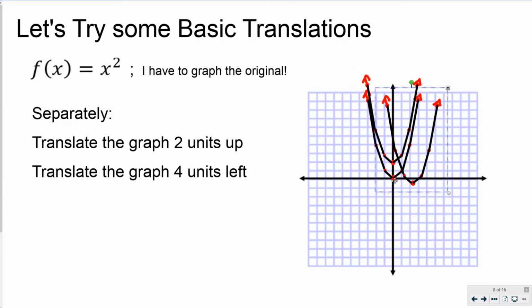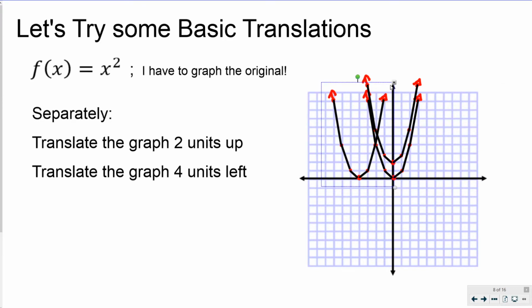Now if I duplicate it again and start at the original one, I know that it's not so easy when you're doing it by hand, but you kind of get the idea here. If I go over 1, 2, 3, and 4, I have translated the graph left 4 as well.